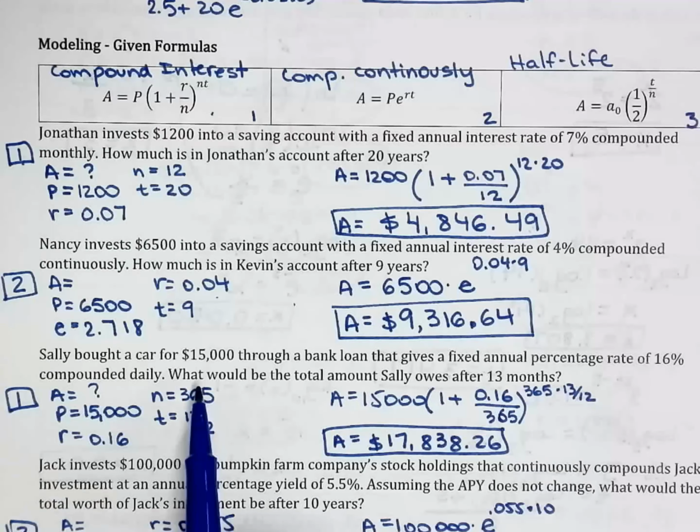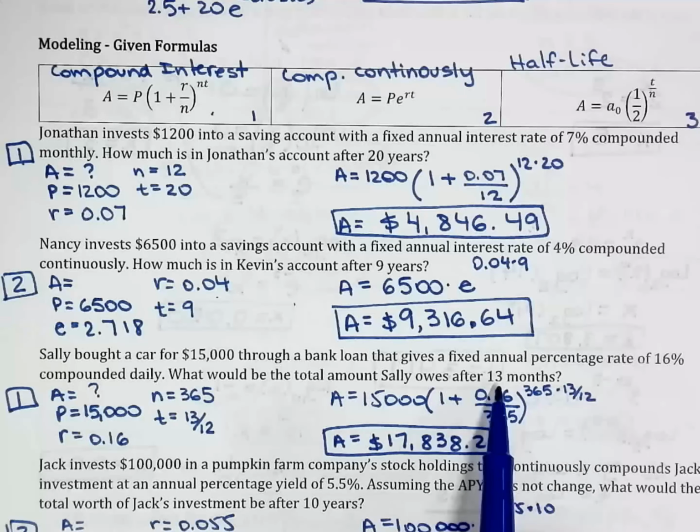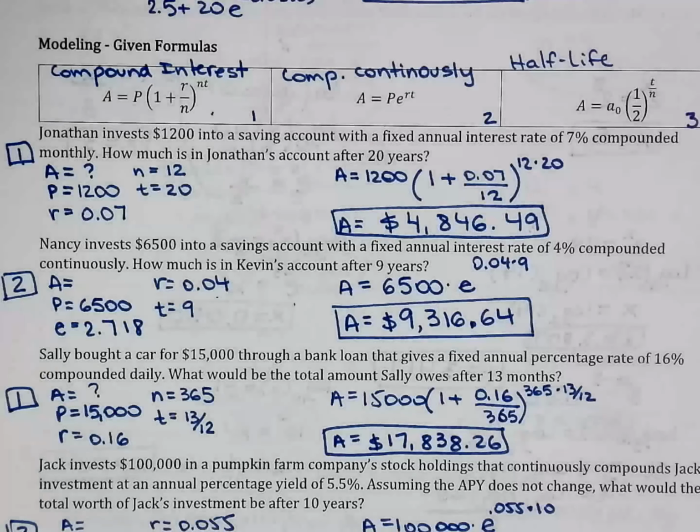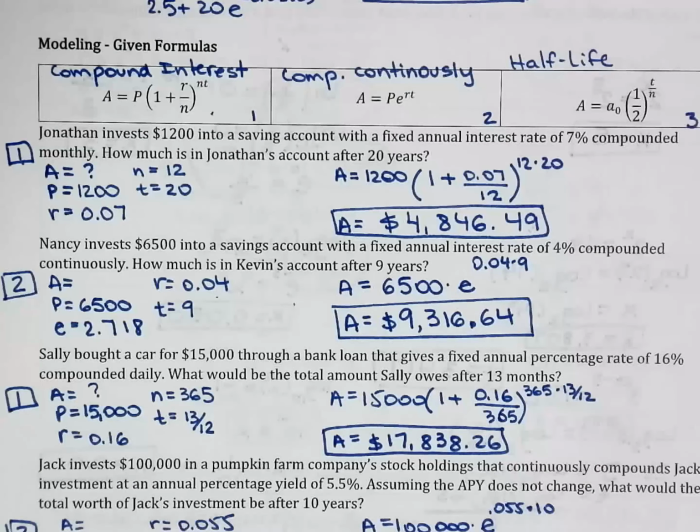Be careful with this one. What would be the total amount she owes after 13 months? Notice that T was supposed to be time in years. It gave us 13 months. 13 months out of a year, so 13 out of 12. Because we have 12 months in a year. So you have to make sure that you change that into terms of times in 1 year.